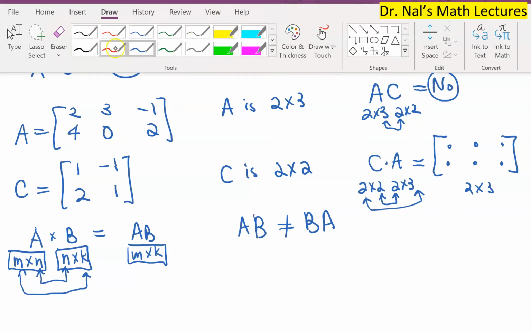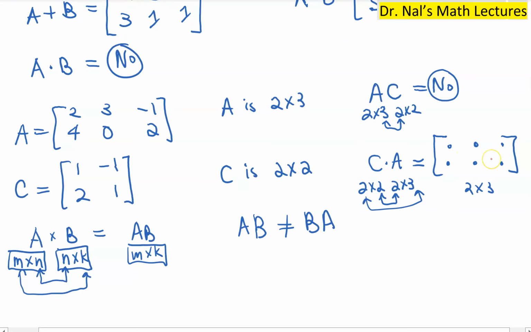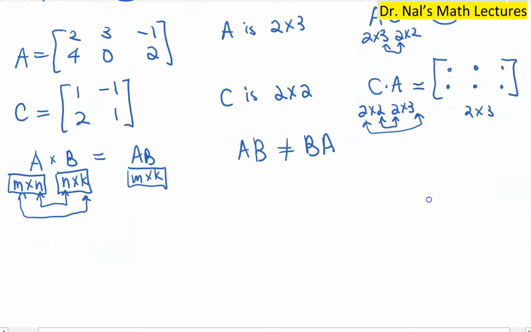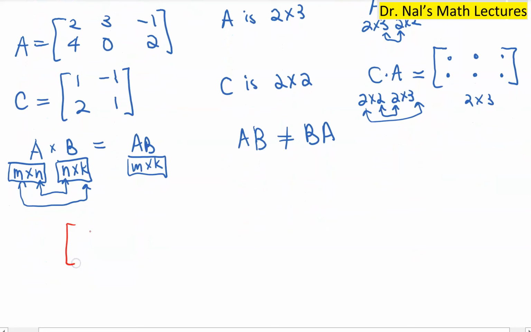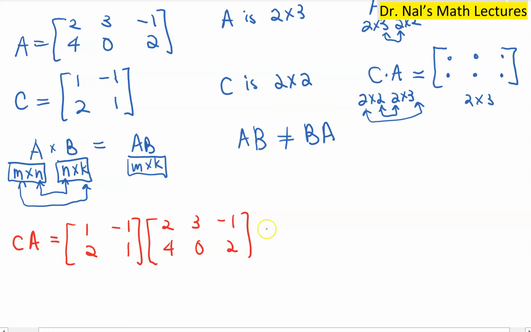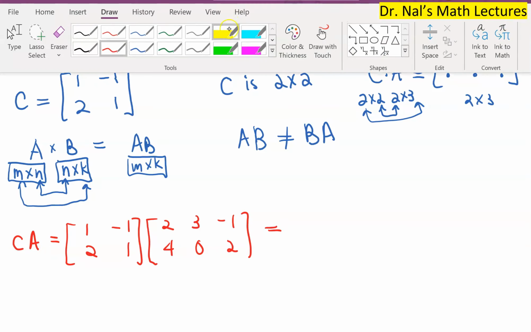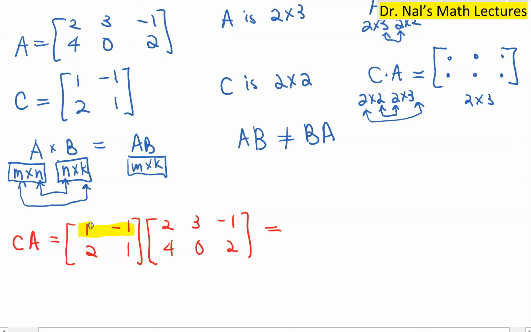Let me change my color here. Okay, there you go. So the way the multiplication works is the following. Actually, let me write it in a new space because it will be confusing here. So we want to multiply C, which is 1, minus 1, 2, 1, with A, which is 2, 3, minus 1, 4, 0, 2. So this is C times A. It's actually a very simple idea. We will make a component-wise multiplication of the rows of matrix C with the columns of matrix A. And that will give us the desired output.